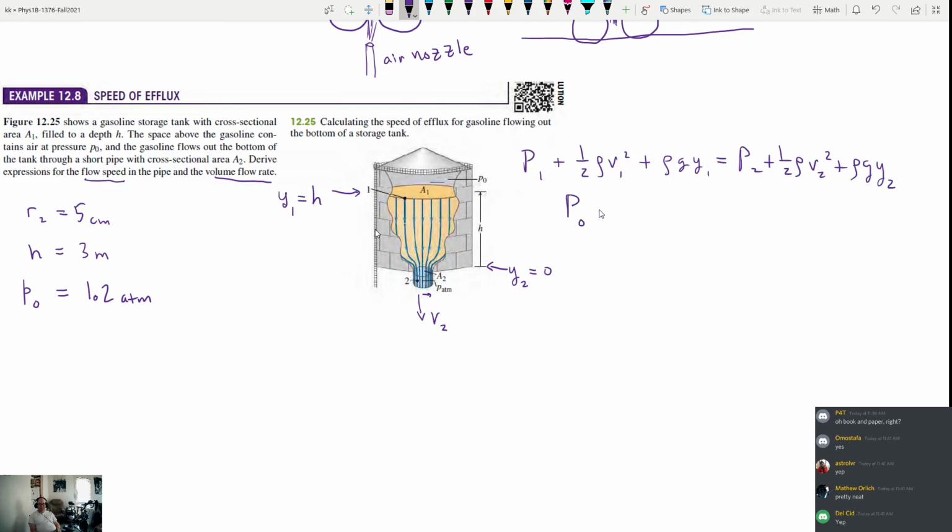I hate the way that they do this in this book, where they tell you that this is atmospheric pressure, but then look at the problem. This is atmospheric pressure down here. This book is very inconsistent with stuff like that. Maybe it went through multiple editions and they didn't change things. I don't really know.